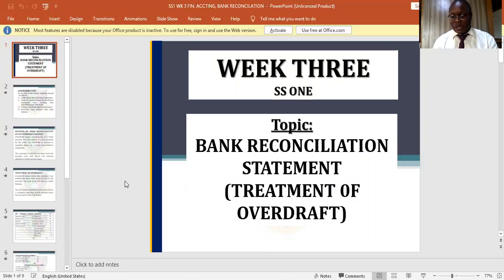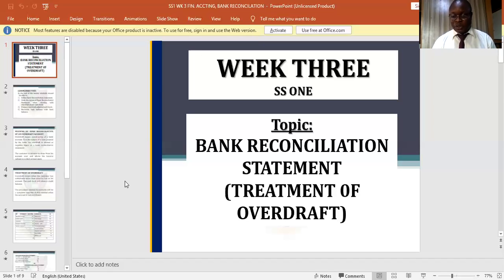Then we also discussed the adjusted cash book, where we have balance brought forward on the debit side, then credit transfer or direct debit on the debit side. Then for the credit side, we have bank charges, dishonoured cheque, dividends, and so on. So I will subtract them from the balance on the debit side. Then at the end of the day, we arrive at a balance carried down at the credit side.